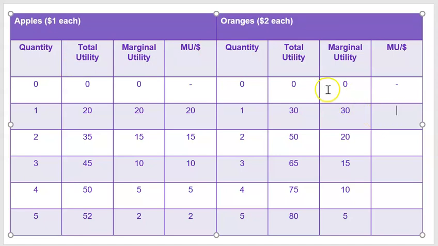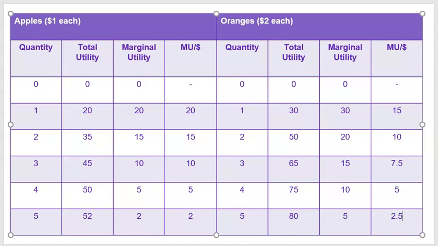Well, for oranges, we have to do slightly more math here, right? But it's still the same concept. Oranges cost $2 each. And remember, it's just marginal utility divided by the price, by the dollar. So 30 divided by 2 is 15. 20 divided by 2 is 10. 15 divided by 2 is 7.5. 10 divided by 2 is 5. And 5 divided by 2 is 2.5.